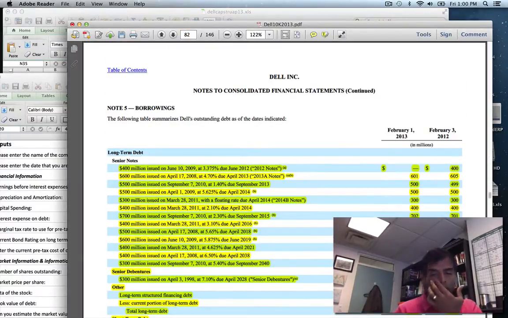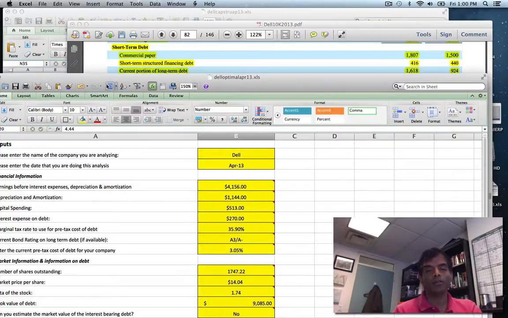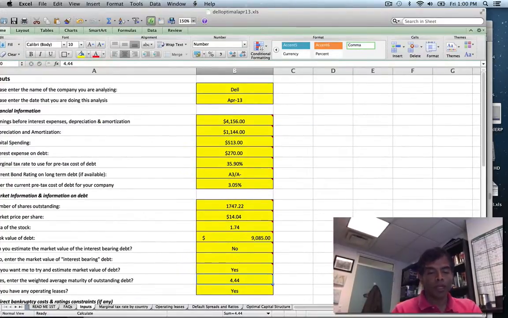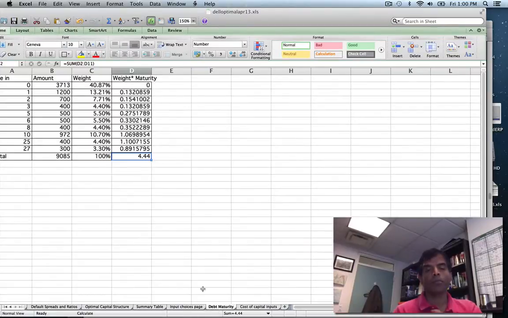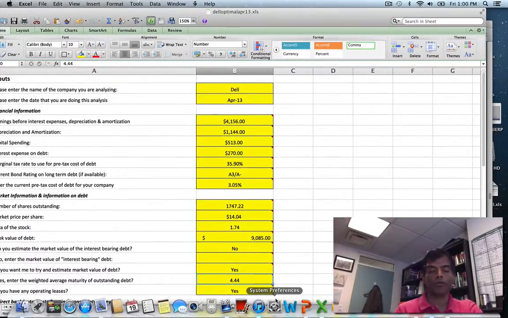And you see the debt broken down. And they're actually very good. They break down all $9,085 million of debt by when the debt comes due. I put those all into a spreadsheet, and you'll see that spreadsheet built in here. To come up with a weighted average, so basically you see the amount of debt due in each period, including the short-term debt, I get a weighted maturity of 4.44 years. So you put that into your inputs as the weighted maturity of debt, 4.44 years.